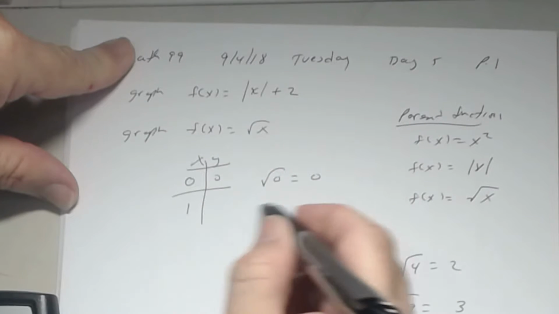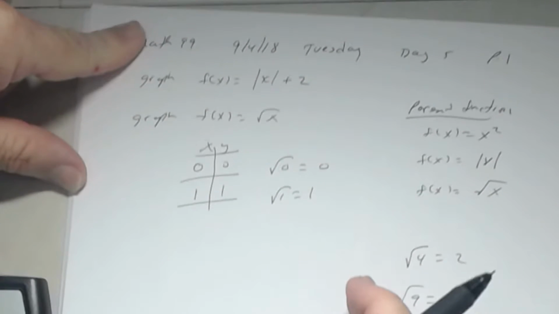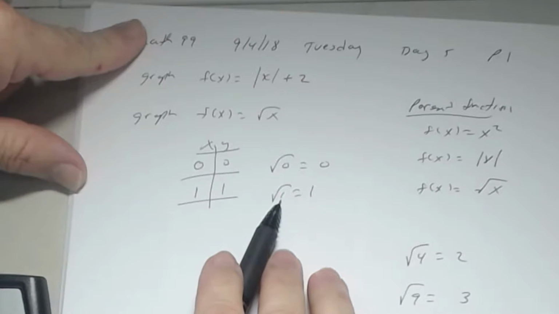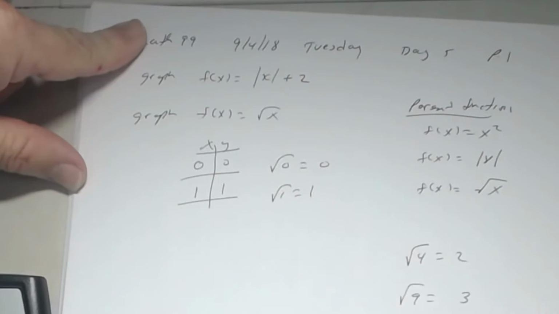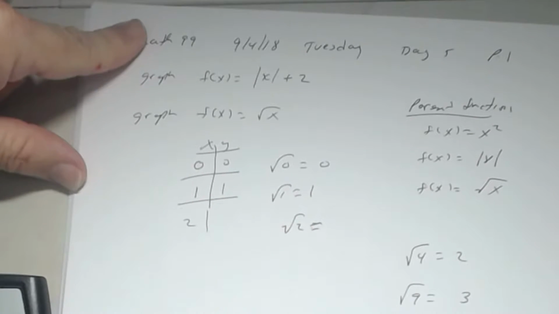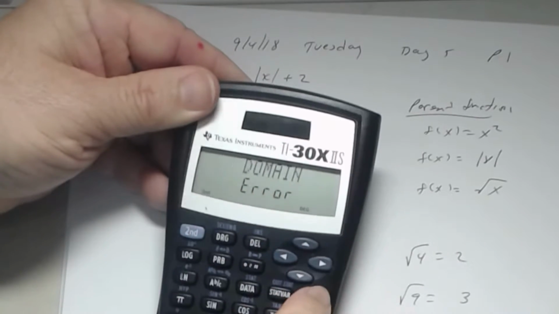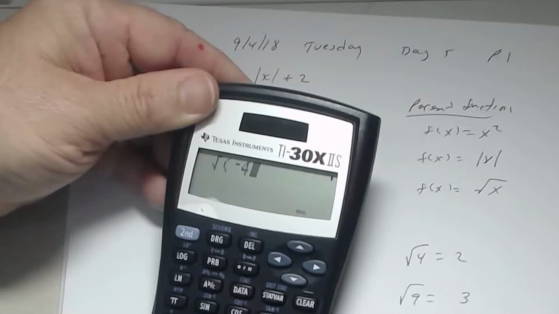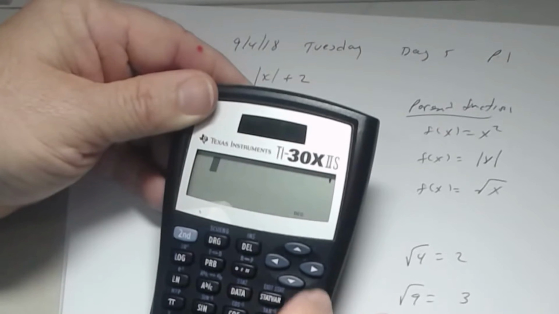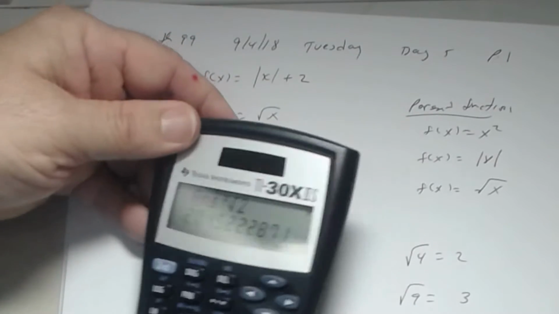If I plug in 1 for x, what's the square root of 1? 1. So I get 1, 1. Now I'm going to use nice numbers for x, because if I use 2, it's a complicated number. The square root of 2 is not a whole number. It's an irrational number. It's not a perfect square.